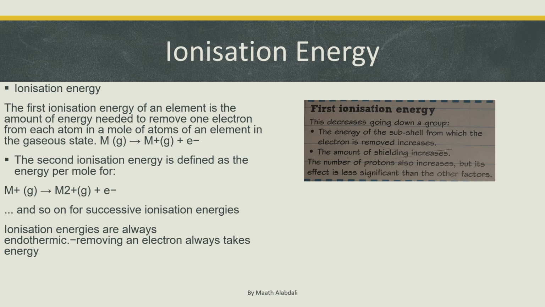What if they ask you what the trend is across the period? If they're asking in the exam, what's the trend across the period? The ionizing energy increases across the period. It's opposite to the group. Why? Because the energy of the subshell from which the electron is removed decreases. And yeah, it's literally the opposite.